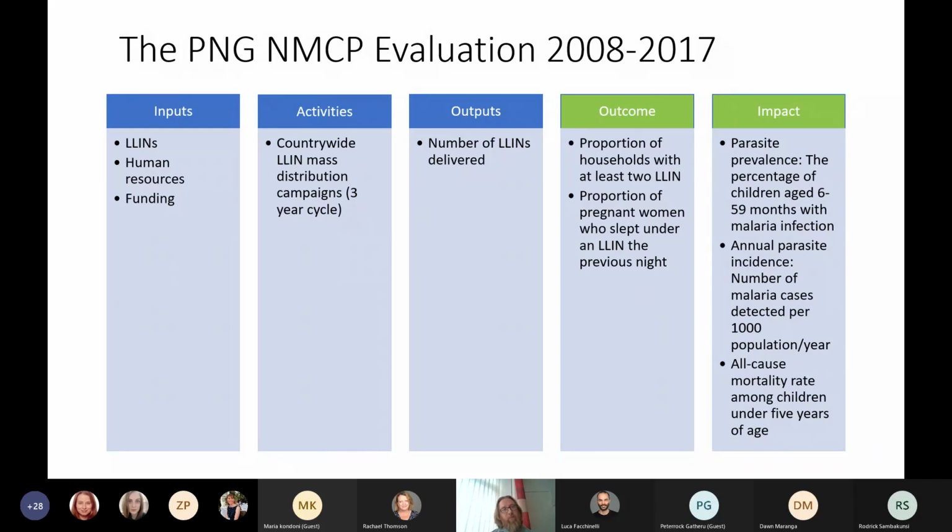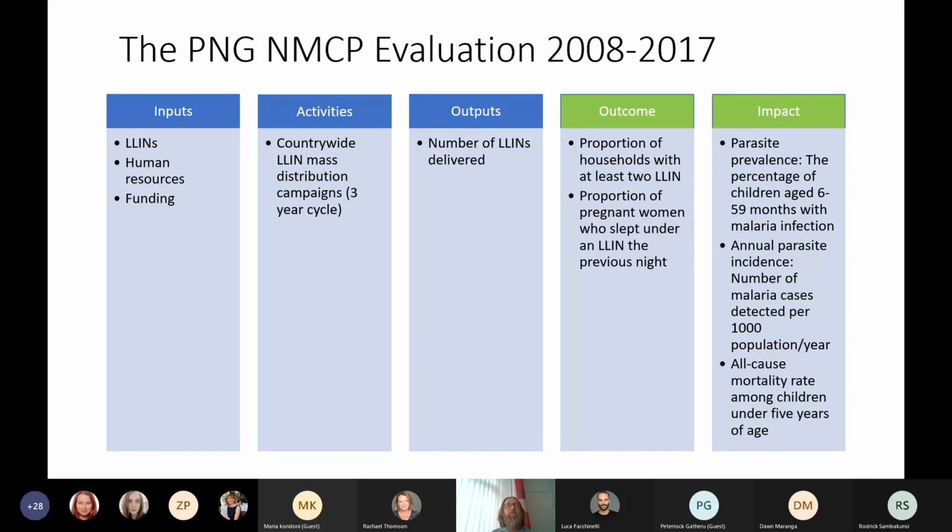So the inputs are what we have, the activities are what we do, the outputs are essentially a count of the number of bed nets delivered. So we had the bed nets, our activity was to distribute them. The output is basically how successful were we in doing that? Were we able to get the bed nets out to the community across the country as expected? So I think that's all straightforward, and those are your process indicators.